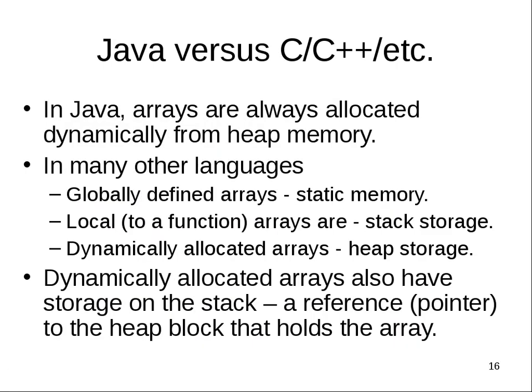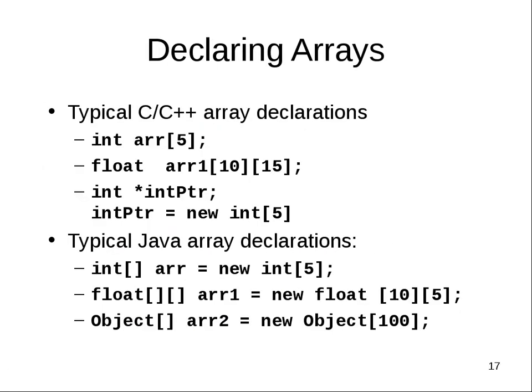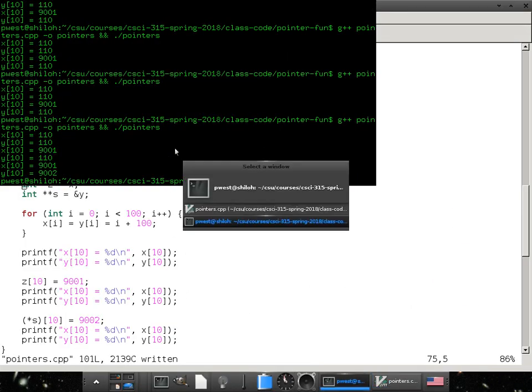All right, we have to get going because we are out of time. Declaring arrays. All right, these are the different syntaxes. You'll get used to it. The big difference is in Java, the square brackets are used in front of your arrays. In C++, please, please, please always put the star next to the variable name. If you don't, you are going to confuse yourself.